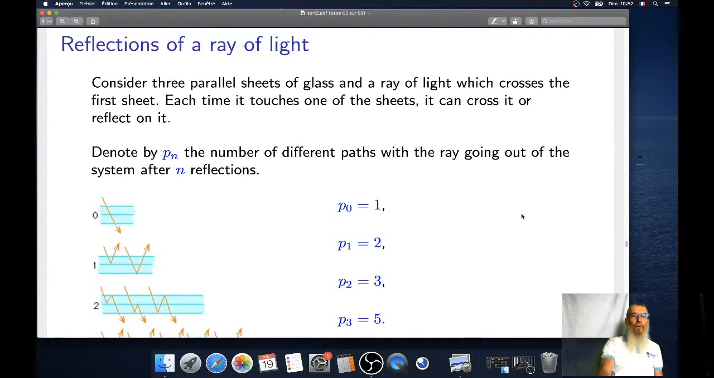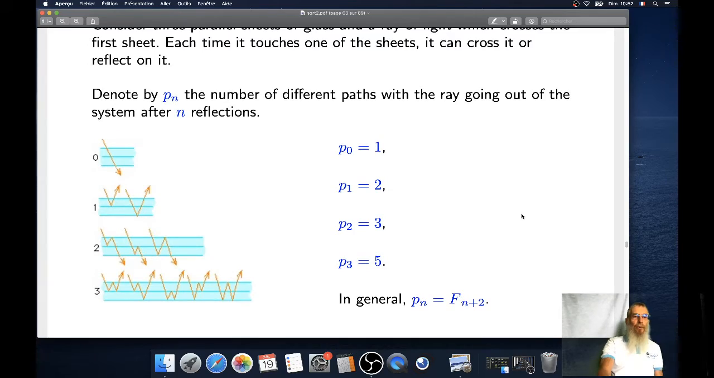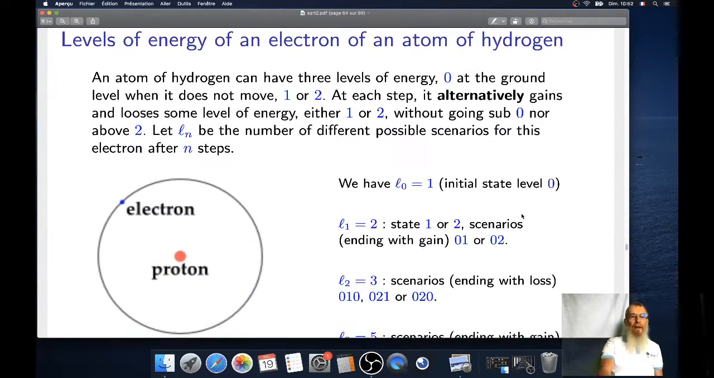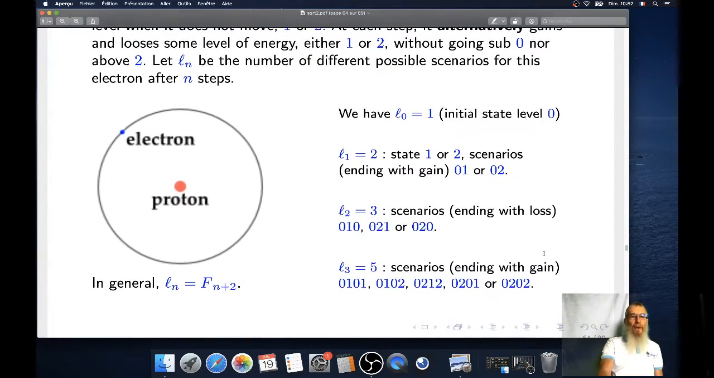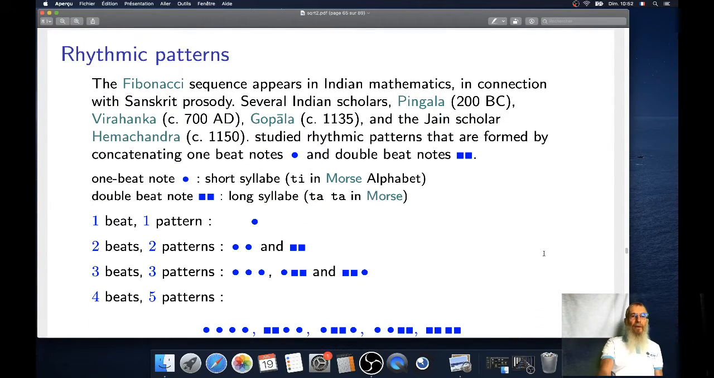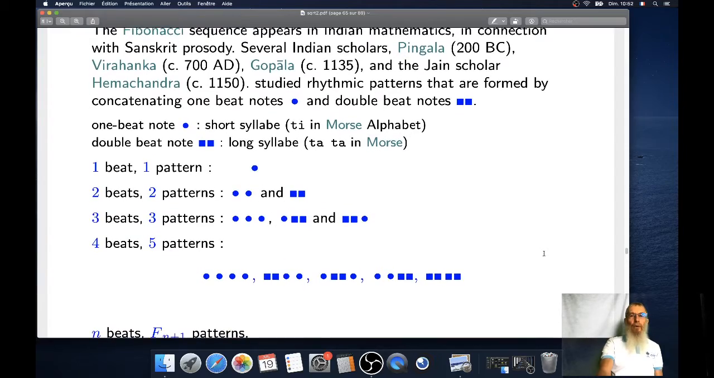The Fibonacci numbers occur in many circumstances, like the reflection of a ray of light. I will not give too many details about that. I will explain where you can find my slides on my website. The level of energy of an electron of an atom of hydrogen, again, we get the Fibonacci number. And also the rhythmic patterns, which occur in the Sanskrit prosody, like the work of Pingala.